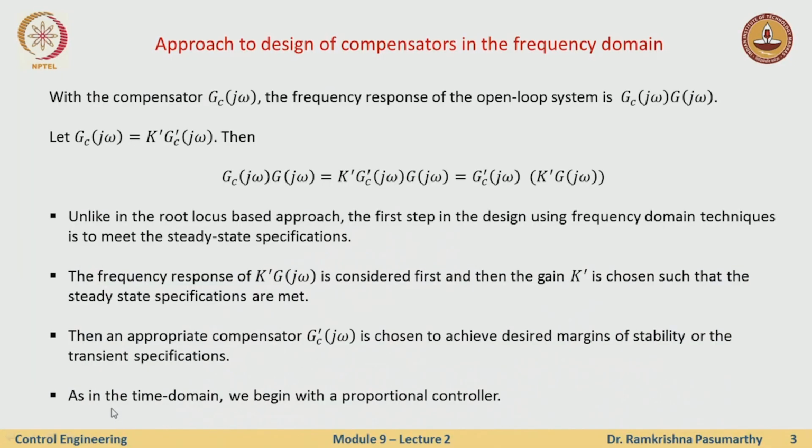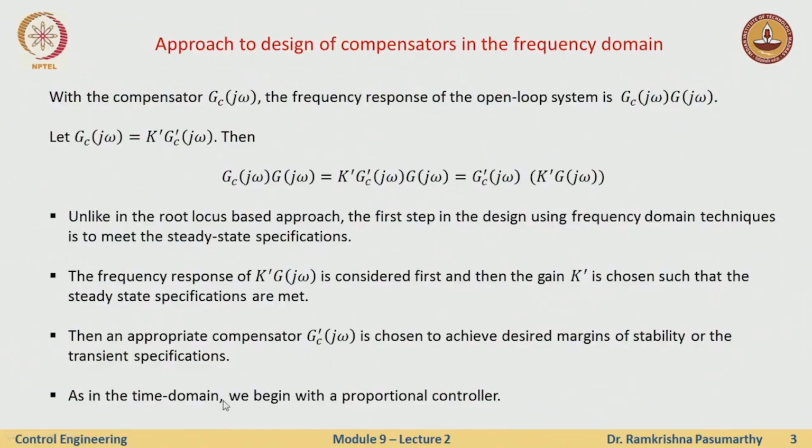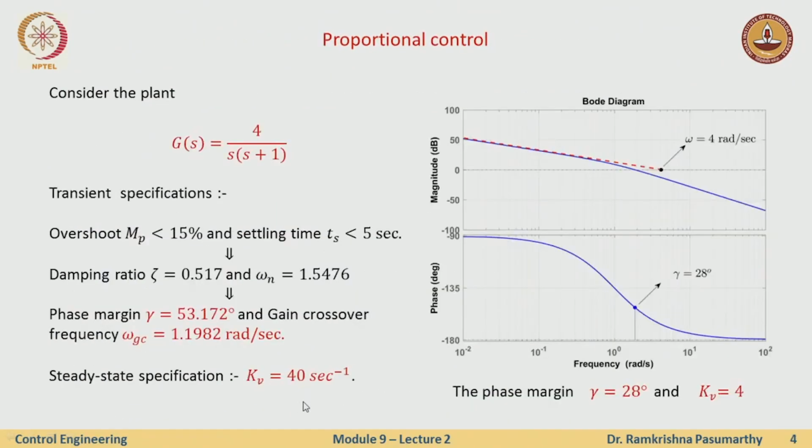The first step in any control design is to start with a proportional controller, as we did even in the root locus. We mapped the given transient performance specifications to a set of dominant poles, and if the dominant poles were lying on the open loop root locus, we just computed the gain at that location and designed a proportional controller of that gain to ensure the transient behavior. A similar thing we will also do here. We begin first with a proportional controller.